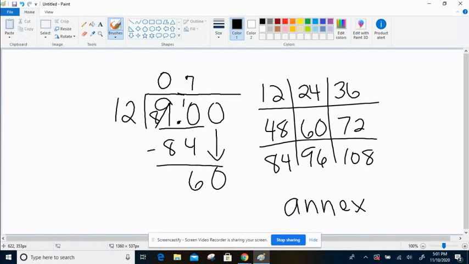Now I've got 60. When I look at my chart, I can see that 5 times 12 is 60. And when I subtract, I'm going to get 0. So just like usual, we're going to bring our decimal straight up. You'll notice that I was very careful when I was writing my quotient up top that I made sure the 0 was directly above the 9. And I made sure the 7 was directly above the tenths place and the 5 was directly above the hundredths place.